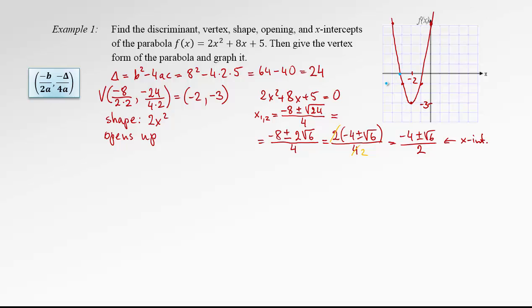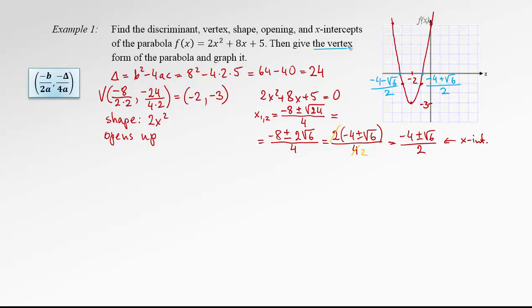And those are our roots: negative 4 minus root 6 over 2, and this point will be negative 4 plus root 6, everything over 2. Obviously, we could plug those values into the calculator and estimate them, but it's better to have the exact roots.